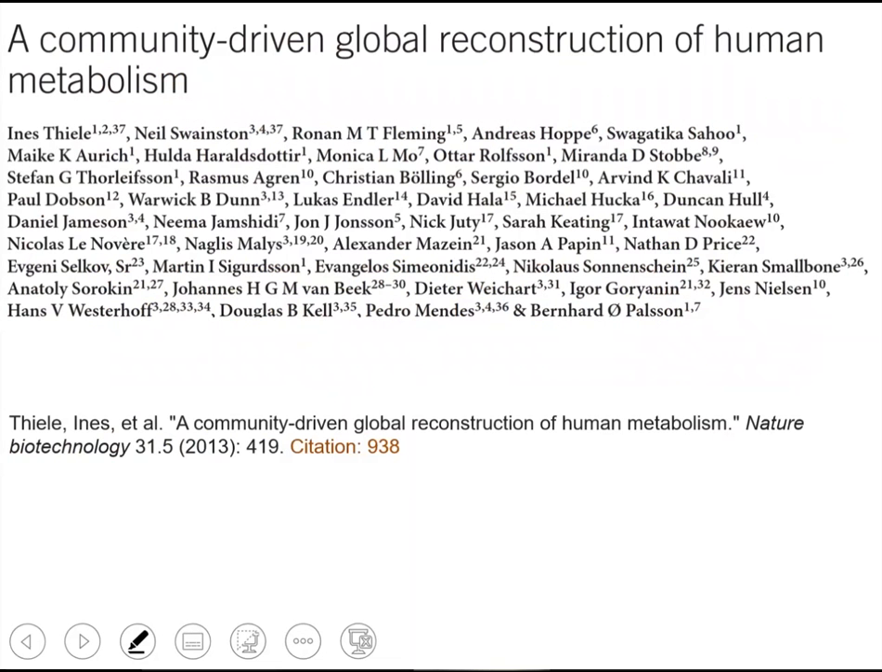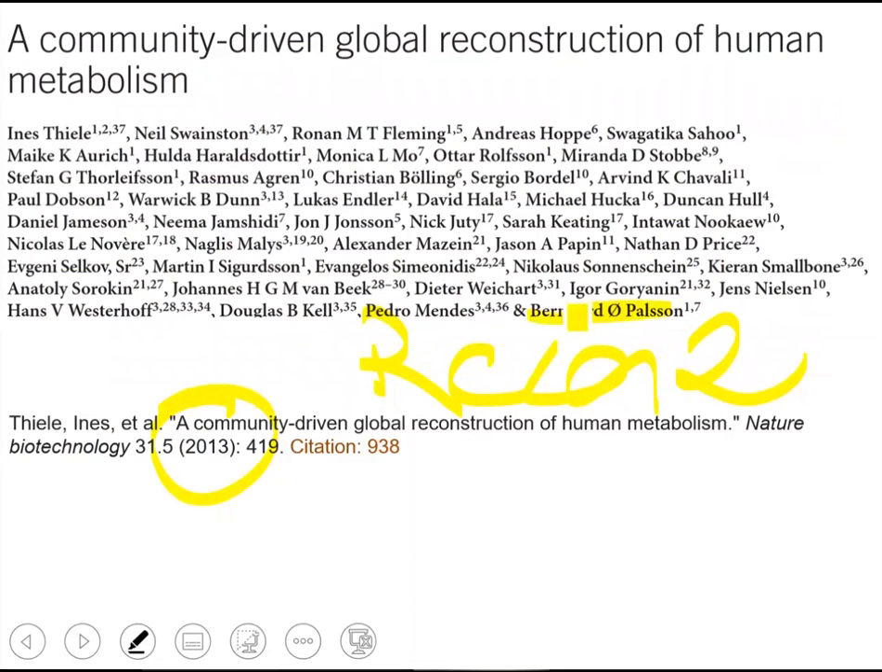Later, they published the second version, Recon 2, 6 years later in 2013. Again, the leading author is Bernhard Palsson. You see many other scientists well known in the area, such as Hans Westerhoff from Holland, Douglas Kell from UK, Pedro Mendes, I think at the time he was in UK, and also Jens Nielsen was among the developers.